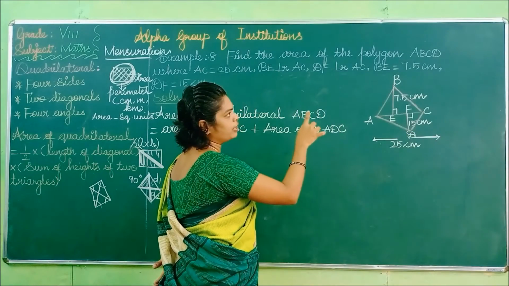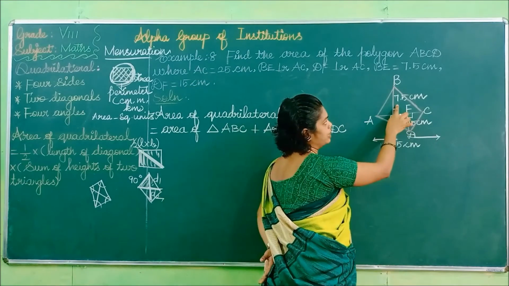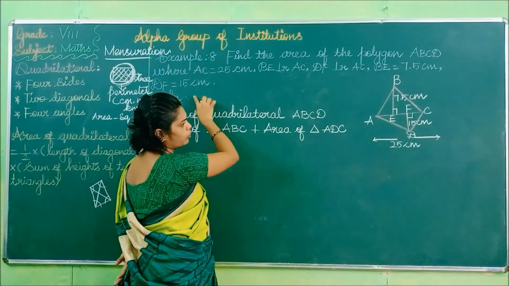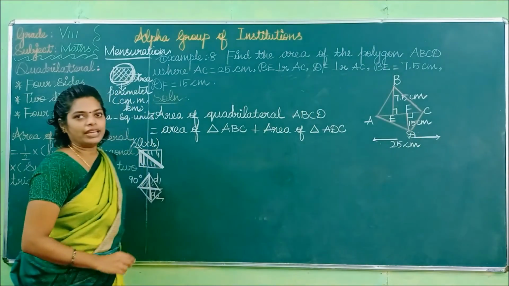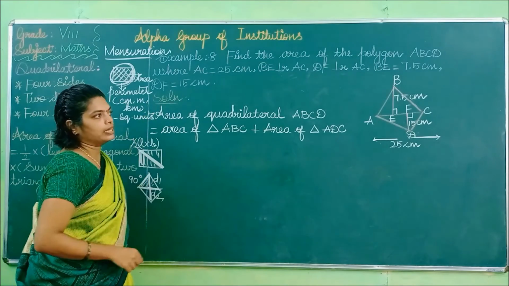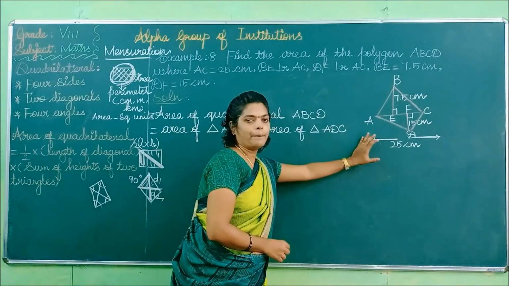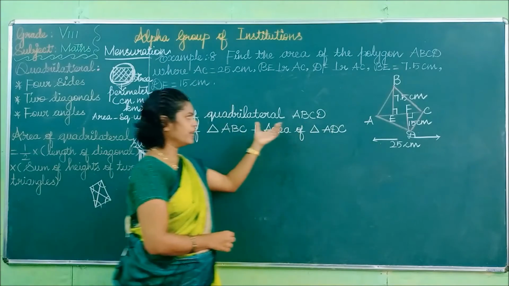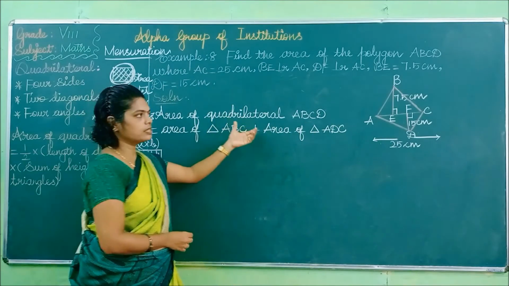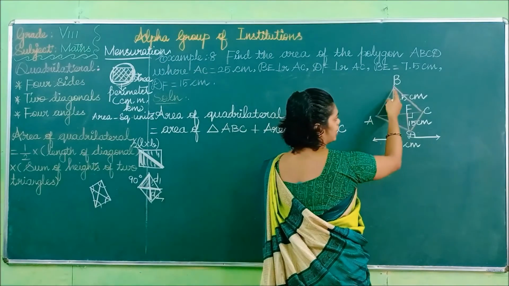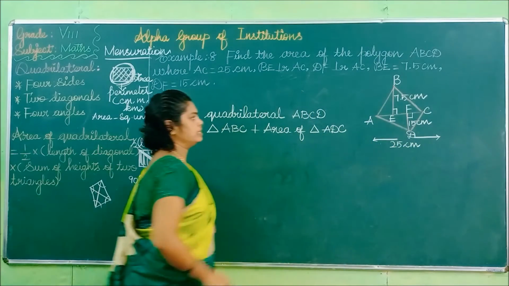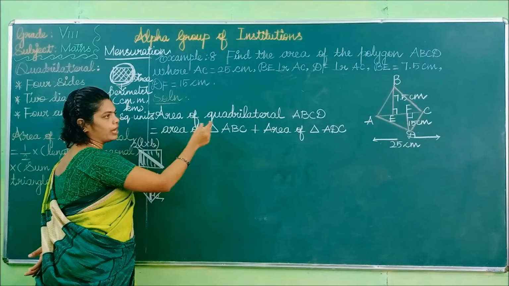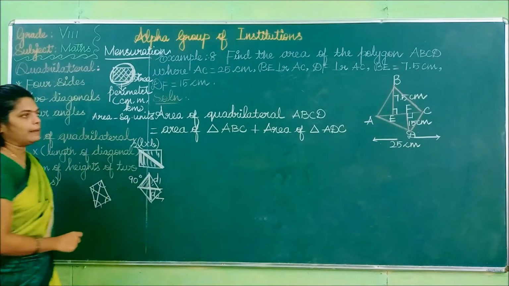Then B, the measurement of B to E is 7.5 centimeter and D to F is 15 centimeter. Now we have to find the area of the polygon. This we call a polygon. We can write quadrilateral also, because whenever the picture contains four closed sides, you can call that a quadrilateral. So the area of quadrilateral ABCD.